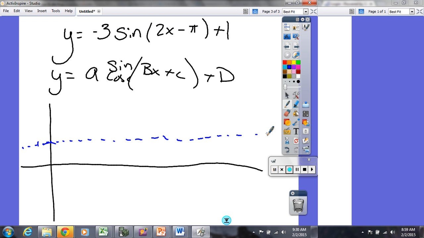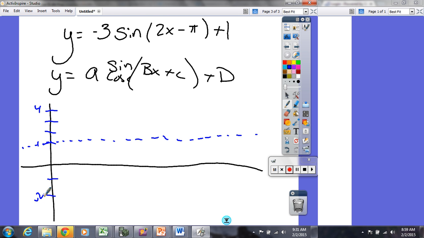Three. Amplitude can't be negative. Right? Now, is it negative? I'll show you what that does in a second. So we go 1, 2, 3, so the highest it's ever going to be is 4. 1, 2, 3, the lowest it's ever going to be is -2. Anybody have a question on how I just went about that process? Very basic, very simple, correct?